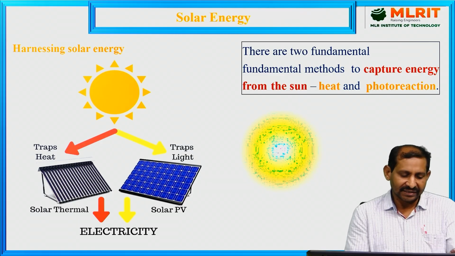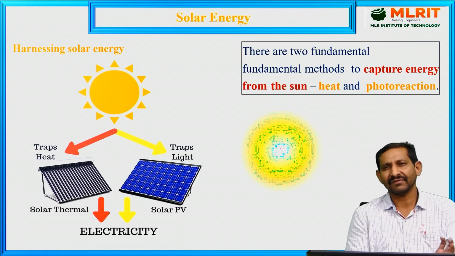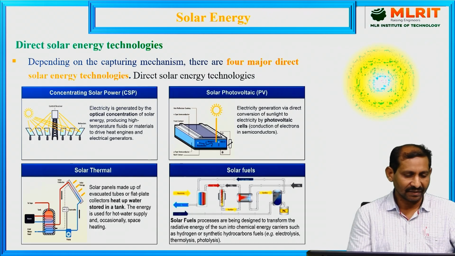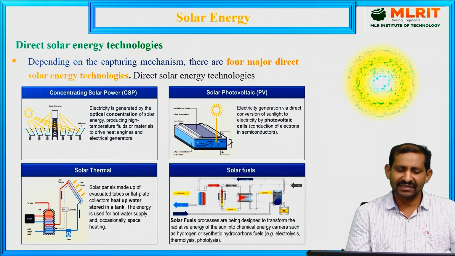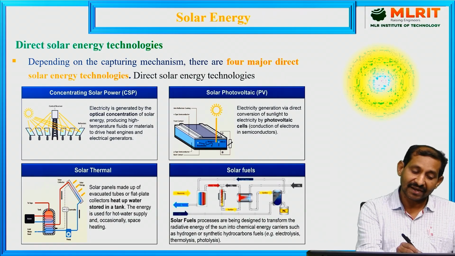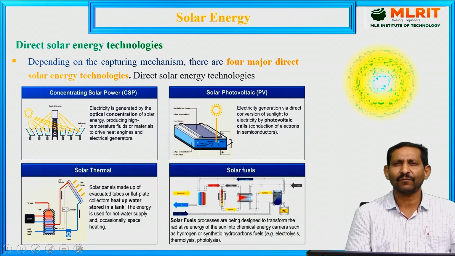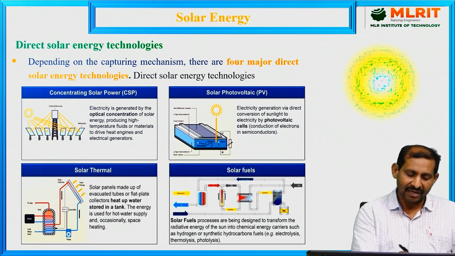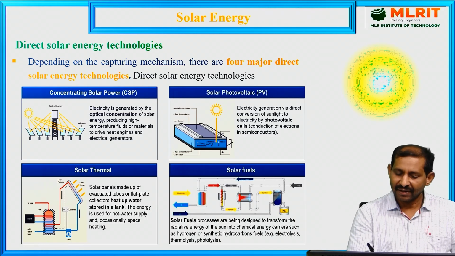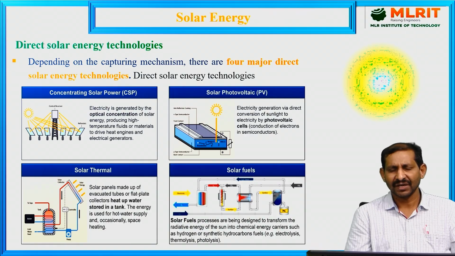In the heat traps, solar thermals will be utilized. Different collectors will be utilized for the conversion of heat to electrical energy. Now there are four major direct solar energy technologies. One is the concentrating solar power technology. The second one, which we already know well, is the photovoltaic cell conversion. The third one is solar thermal. The fourth one is solar fuels. We are going to discuss only solar photovoltaic.